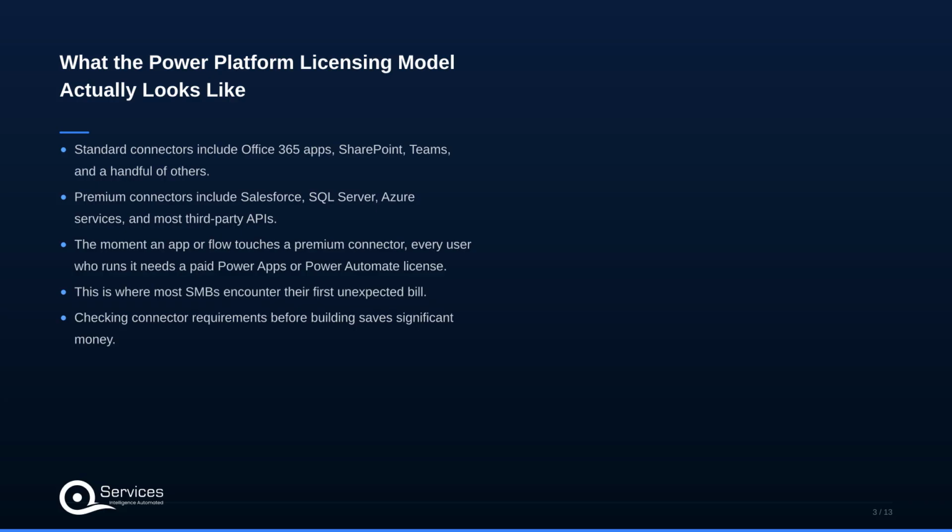The moment an app or flow touches a premium connector, every user who runs it needs a paid Power Apps or Power Automate license. This is where most SMBs encounter their first unexpected bill. A developer builds a Power Apps form that reads from Azure SQL, and suddenly every person who opens that form needs a paid license. Checking connector requirements before building saves significant money.